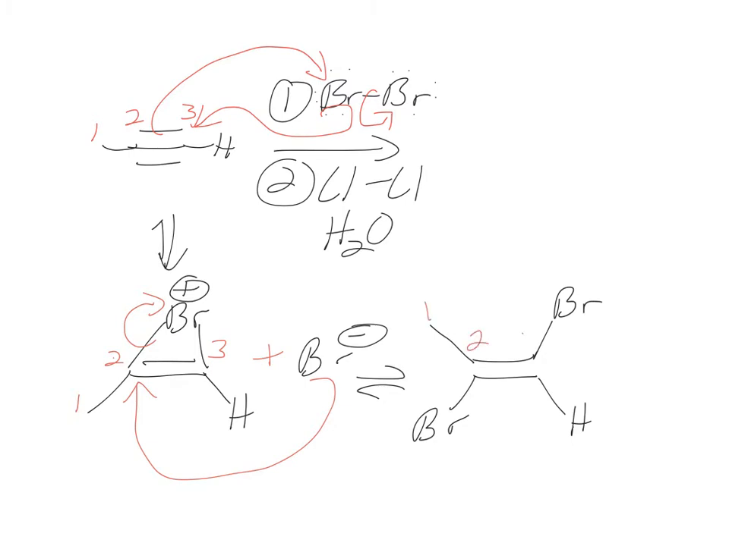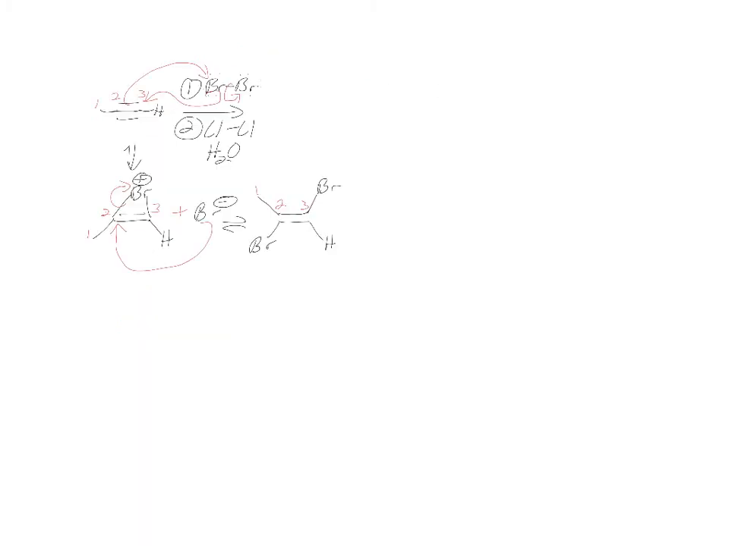1, 2, 3. So we get that one intermediate, we get that trans addition. Right? So it's regioselective, it's selecting for that carbon, the more substituted carbon, and the stereoselectivity is always a trans addition. Good.